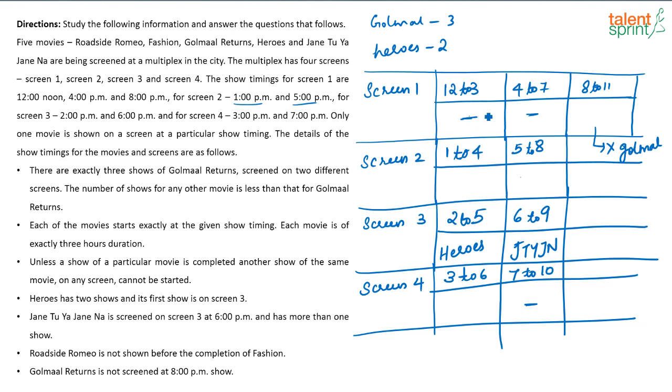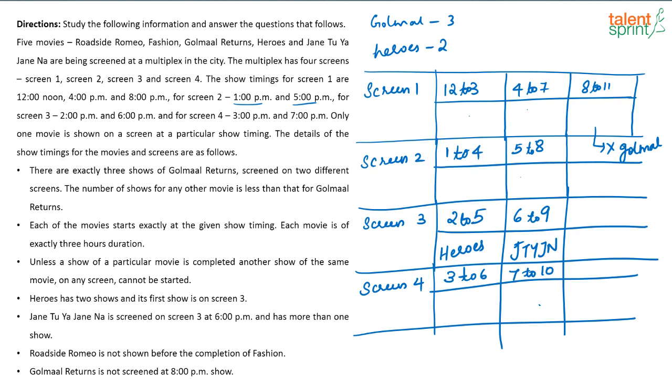Either it has to be here, here and here, or it can be 12 to 3 here and 3 to 6 here and 7 to 10 here. Anyways, we are not sure based on the given information, but what we know is Golmaal Returns cannot come here. Okay. Now, let us look at the next one.